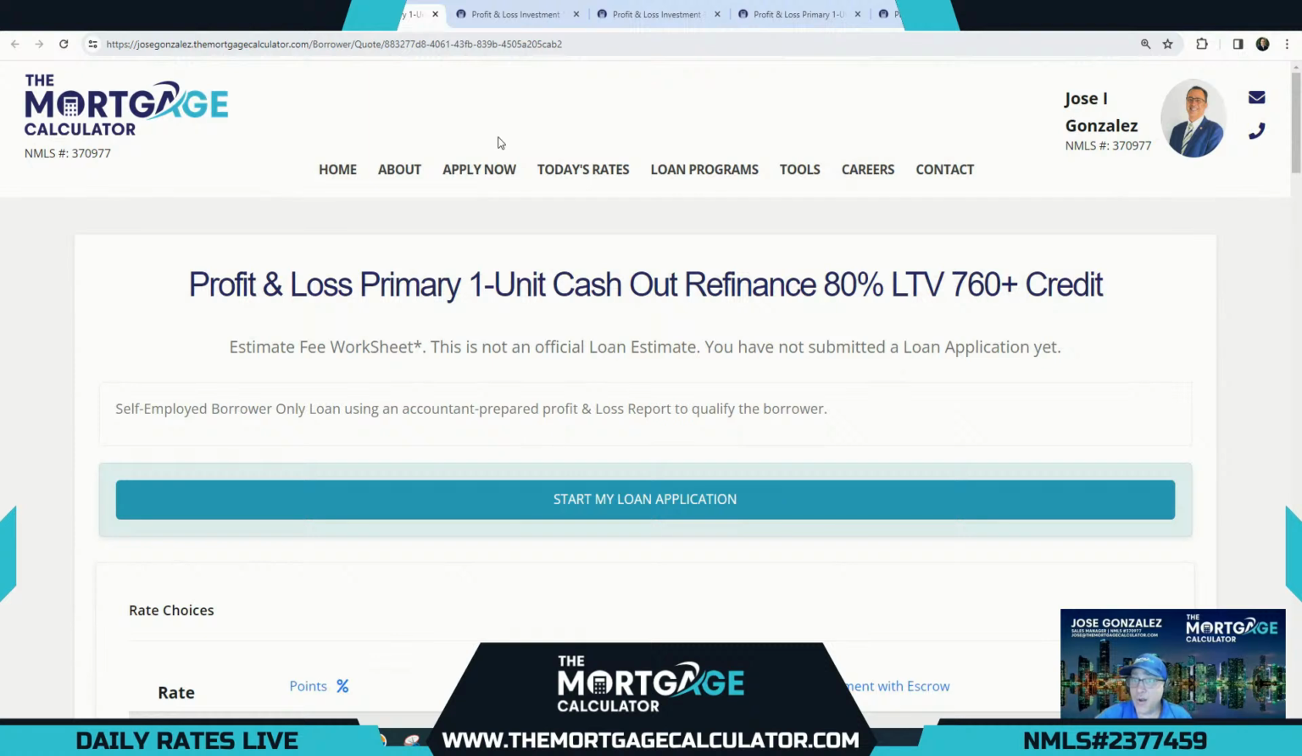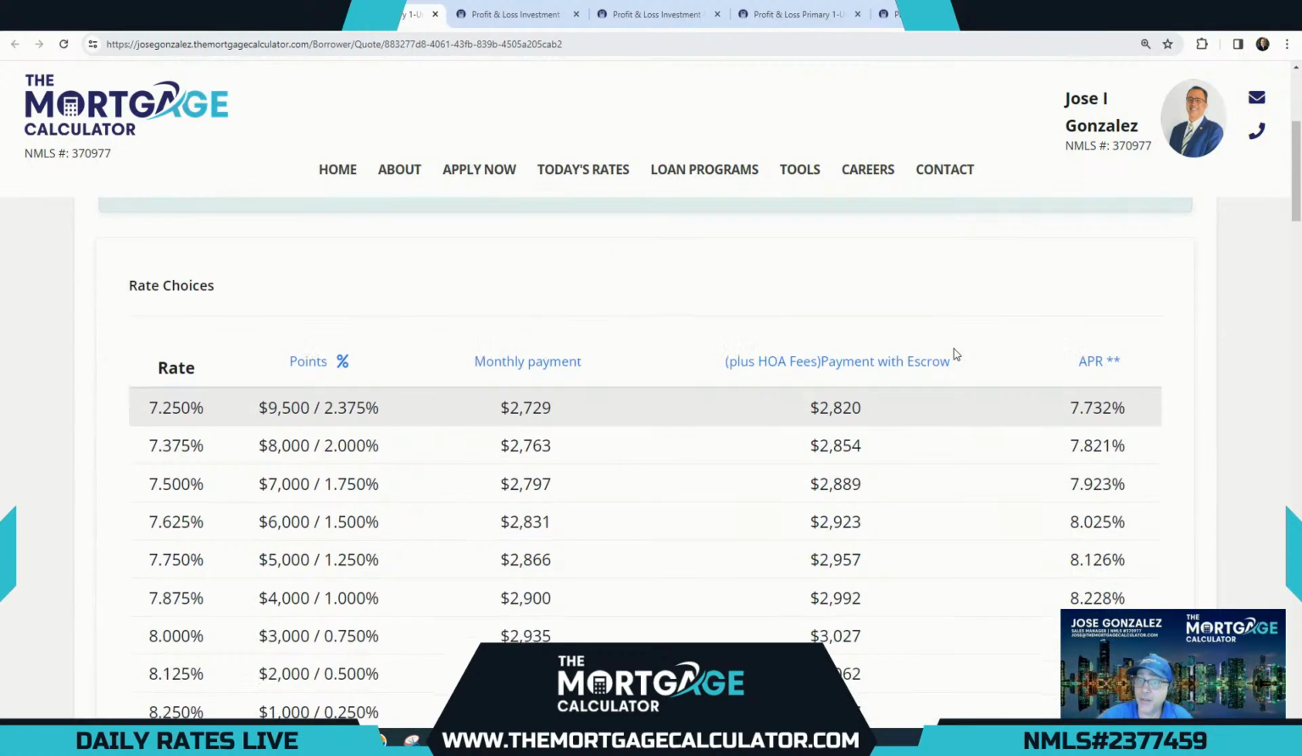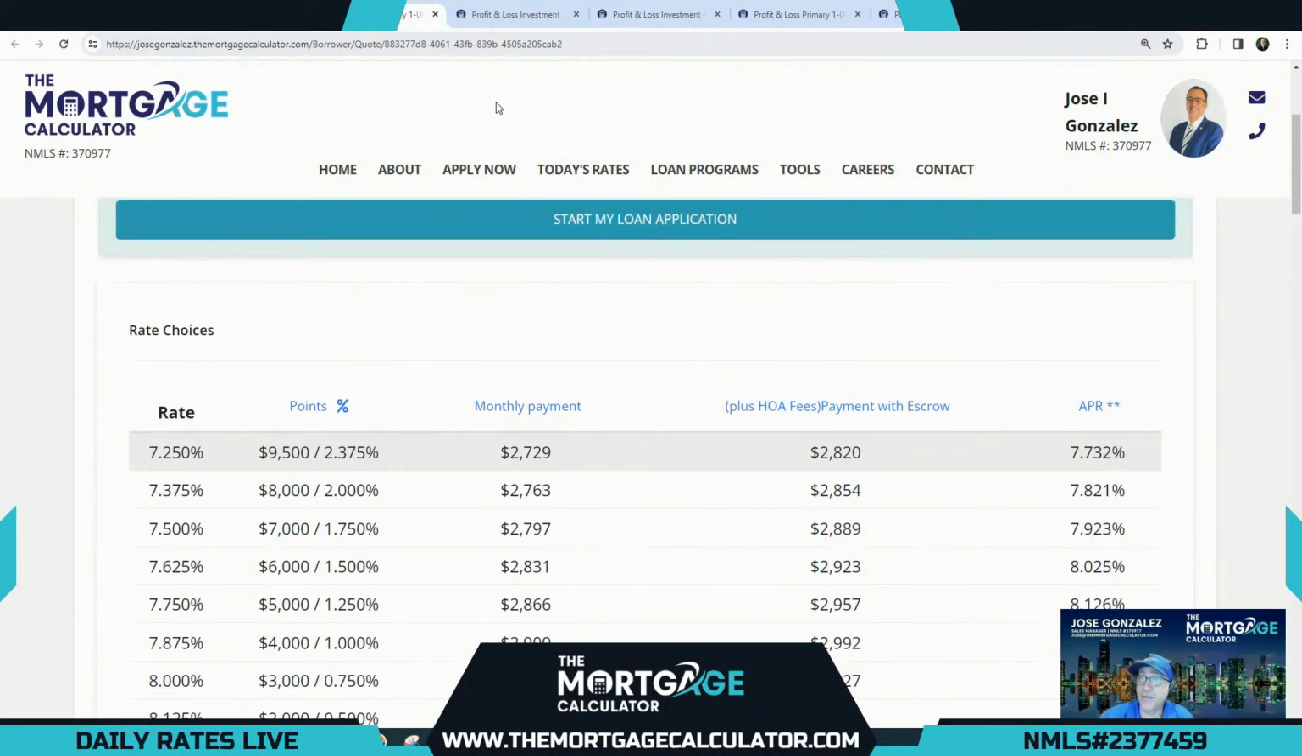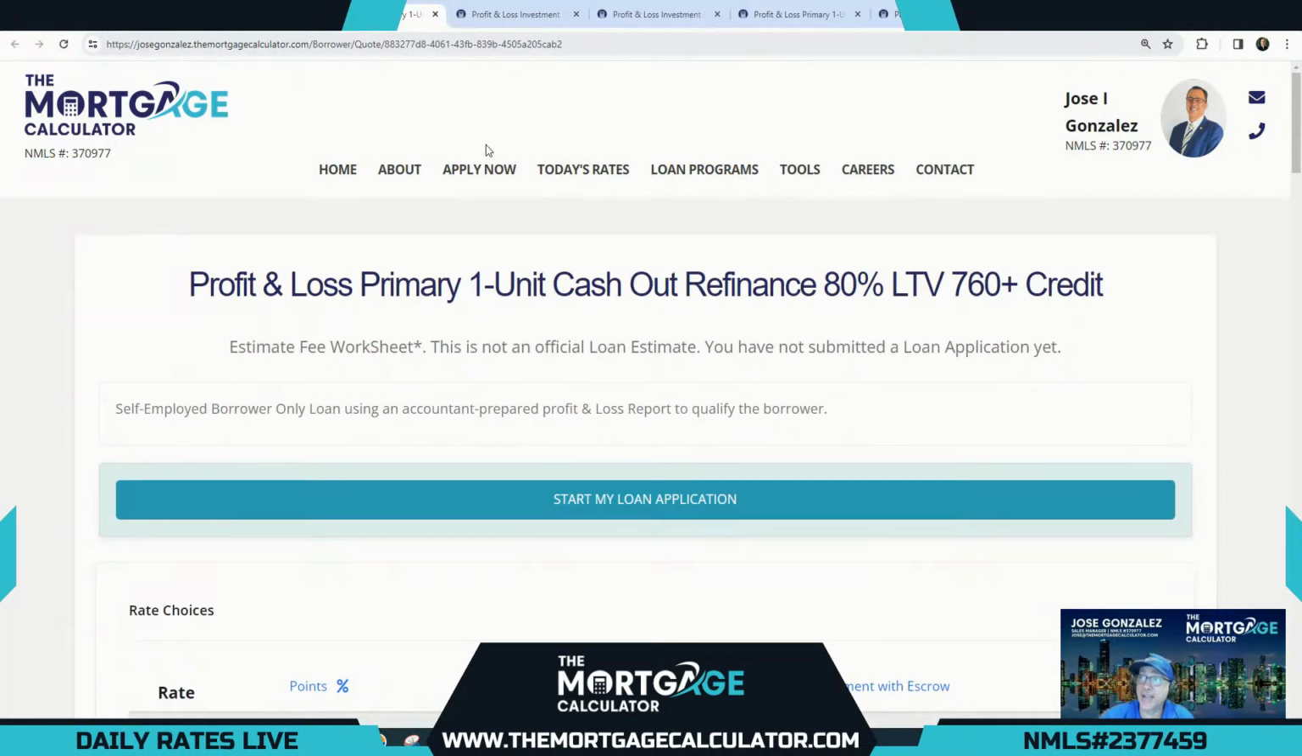And now our profit and loss cash out refi for a 1 unit primary. Maximum LTV is 80% on this option. They do not have an 85% cash out option. So you will note great rates, right? 8.375 at par, our lowest cost option. And you can buy that down all the way to 7.25% at a cost of only 2.375. And that is for our primary cash out refi.